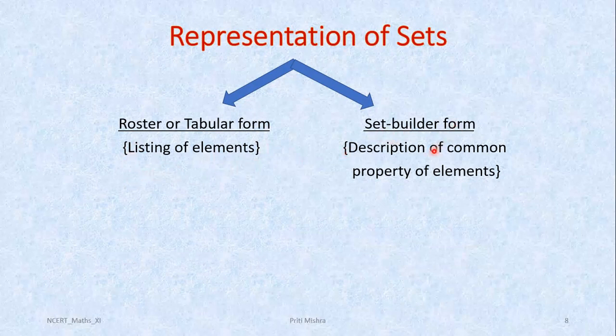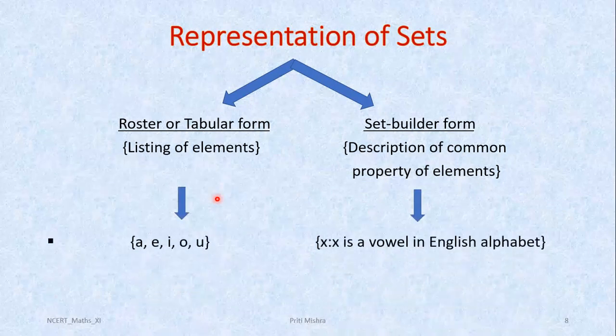And in set builder form, we have to mention the common property or common identity of all the elements, on the basis of which they make that set. So within the curly braces, we give the description of the common property of the elements in language form. Let's have some examples.